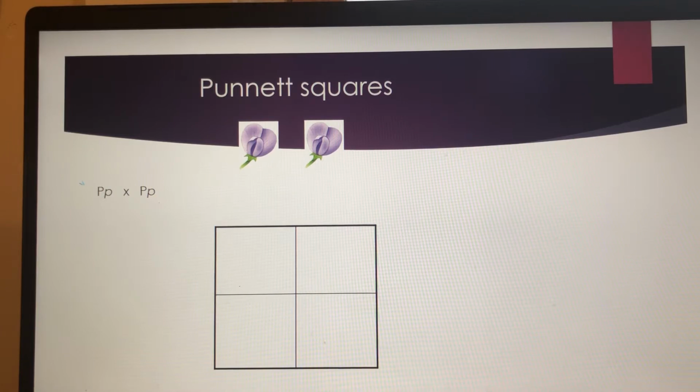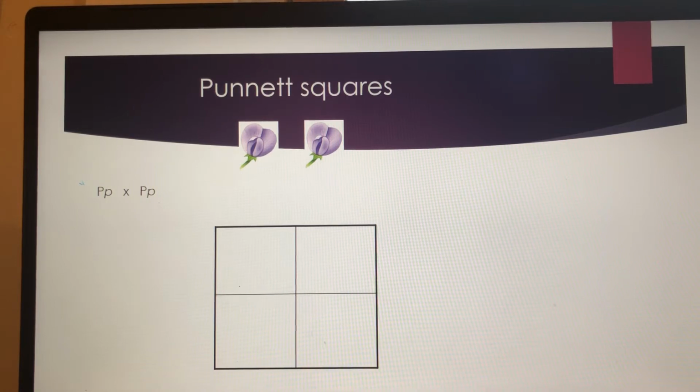And we're also going to look at the laws of probability. And that would be your rule of multiplication and the rule of addition. Once we talk about these three things, they will help you do the assignment that goes along with this, which is the sickle cell anemia activity. All right, so let's go ahead and dive into Punnett squares.